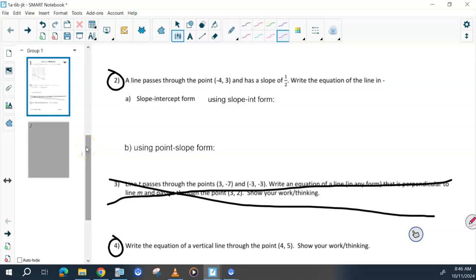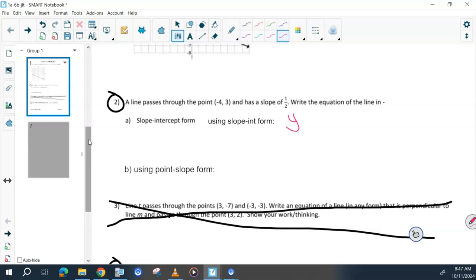So in number 2, it wants you to do 2 things. You're going to end up writing the slope-intercept form regardless, but you're going to write it using the slope-intercept form and then using the point-slope form. So I'll rewrite what both of those are.